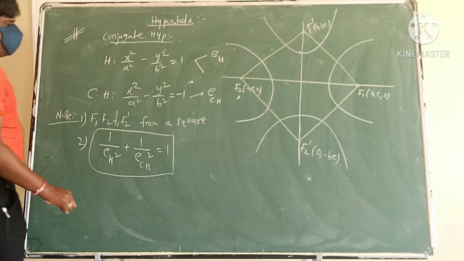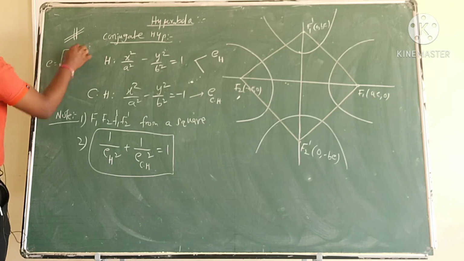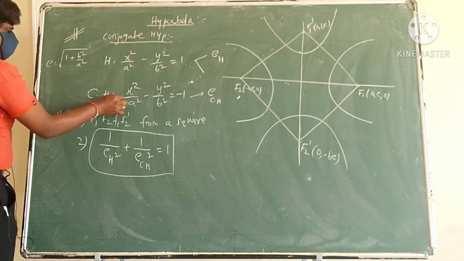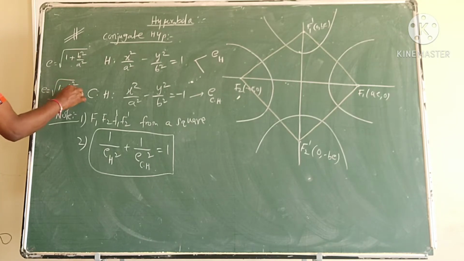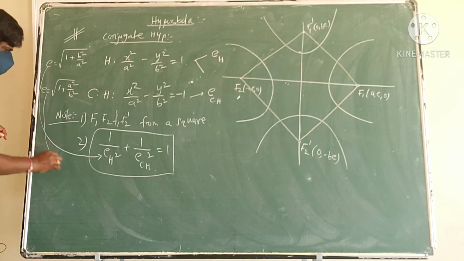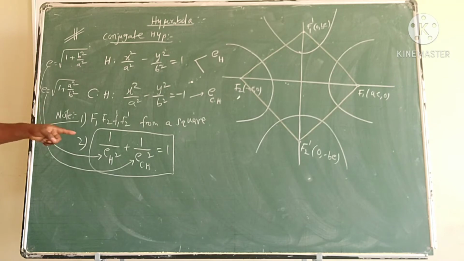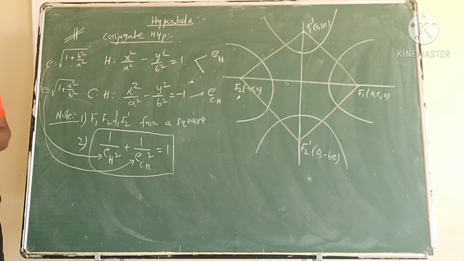What is the eccentricity formula? For the hyperbola, E is equal to under root of 1 plus b square by a square. For the conjugate hyperbola, E is equal to under root of 1 plus a square by b square. If I substitute in this, the addition of 1 by these will give you 1. These are the important results. Note down, then we will solve the problems.